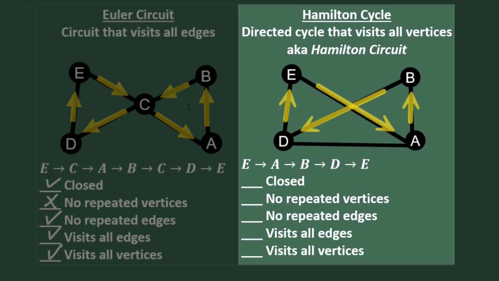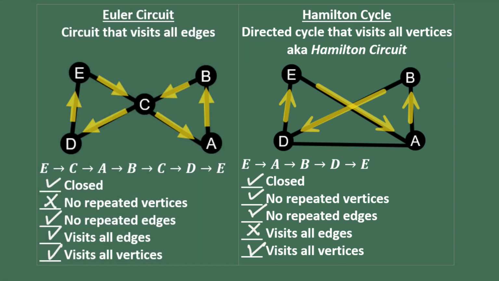A Hamilton cycle was a closed path with no repeated vertices because it's a cycle. And if there are no repeated vertices, that must mean you have no repeated edges. And by definition, the Hamilton cycle must visit all the vertices, but it's not required to visit all the edges. An Euler circuit might have repeated vertices, and a Hamilton cycle might not visit all the edges. It is possible to have a closed path that's both an Euler circuit and a Hamilton cycle if it has all 5 of these characteristics.